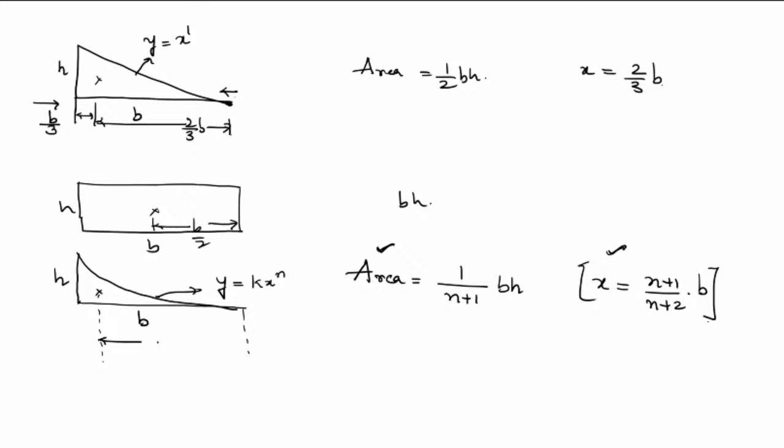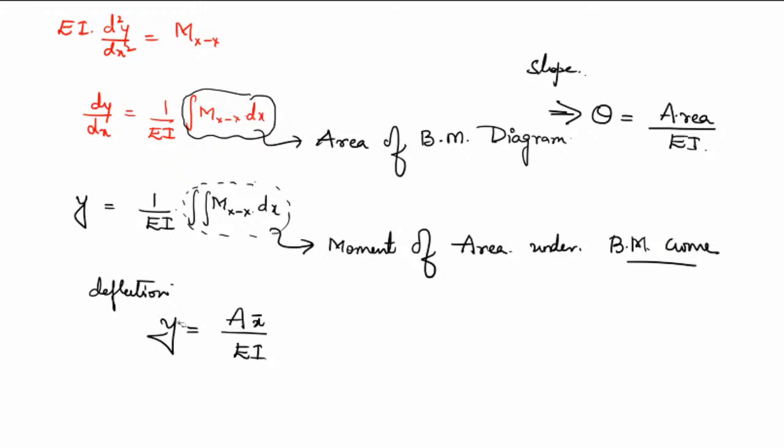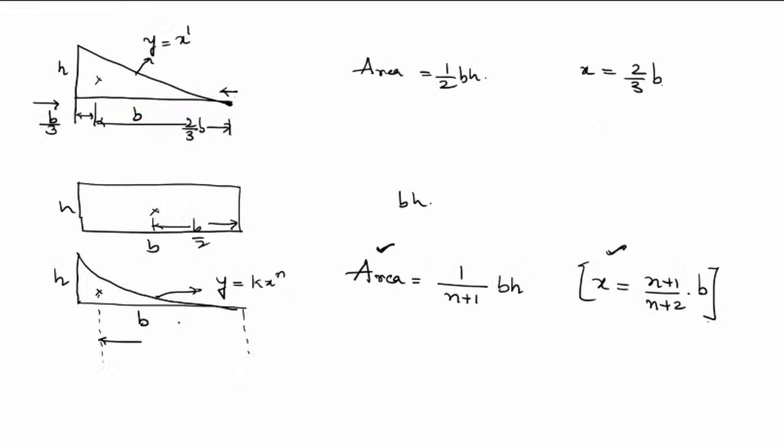So this will be 2/3 of base. Sorry, not 2/3. For triangle, it is going to be 2/3. And here it is n plus 1 by n plus 2 times of base. And this will be the other side. From the right angle edge, if you are approaching, this value will be 1 by n plus 2 times of base here.